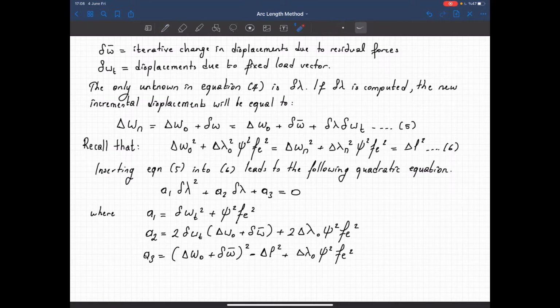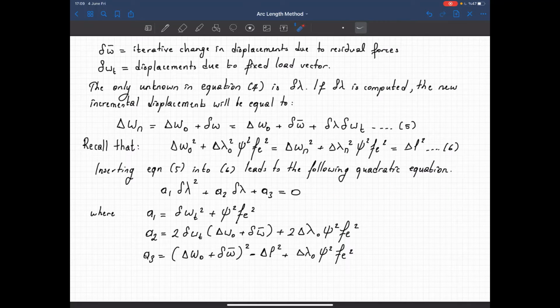So in order to determine the incremental displacement scale factor, we will use the following quadratic equation. So we will do it at every iteration. At every iteration I have to solve this quadratic equation and determine delta lambda. Now the problem with this is this equation has two roots. So which root to choose is another issue, and we will talk about it.